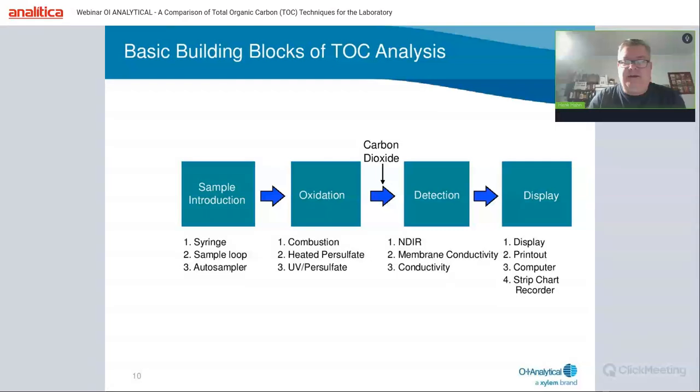Oxidation techniques. There's combustion, heated persulfate, UV persulfate. That is then converted to carbon dioxide, and then it's detected. Either you can do that by non-dispersive infrared detector, membrane conductivity, or conductivity, and ultimately a display, where it's a display, printout, computer, and a very, very long time ago, a strip chart recorder.